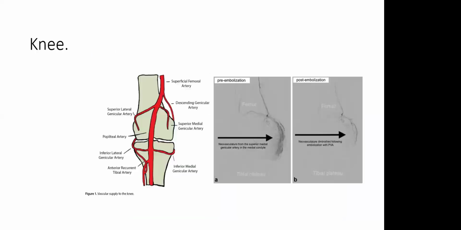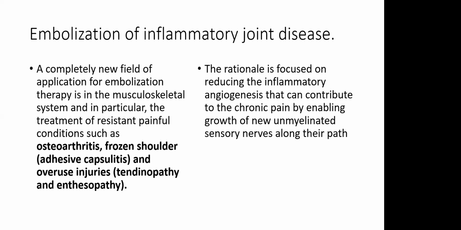Next. Then we have the joints, and when you are looking at the joints, we have multiple joint pathologies, and embolization of inflammatory joints is one of the treatment options being practiced. When we are looking at these inflammatory joints, we are looking at osteoarthritis, frozen shoulder, which is basically adhesive capsulitis, and overuse injuries, that is tendinopathy.